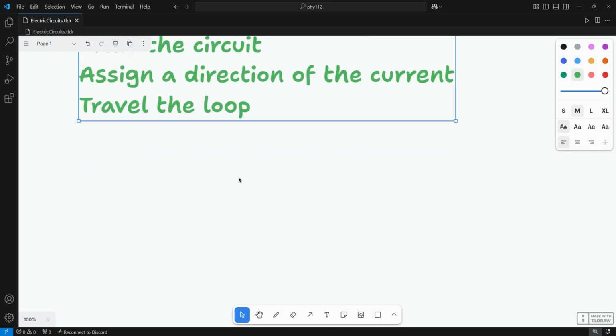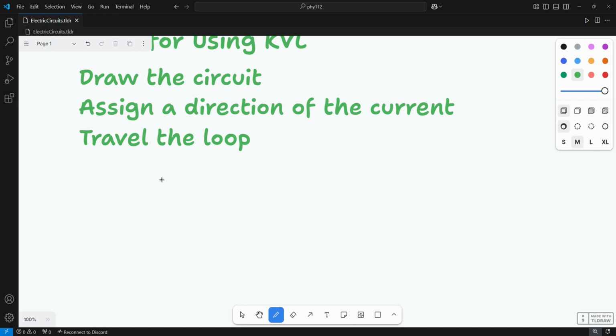There are some sub-steps under traveling the loop. Like we know that if you are traveling in the direction in which the current is flowing, we can say that current flows potential downhill, right? Current flows in the direction of potential downhill.